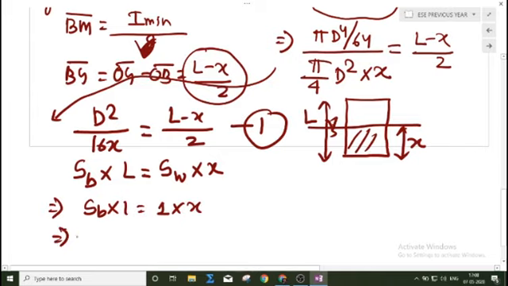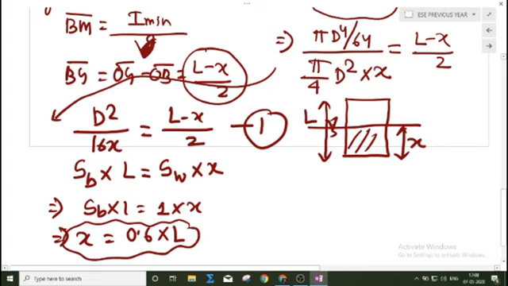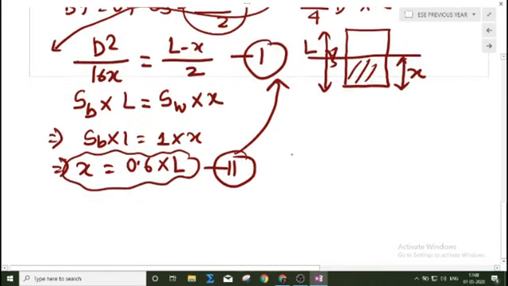So what is X? X will be equal to the specific gravity of the body, which is 0.6, into L. This is equation 2. Now put equation 2 into equation 1 and solve. You will get the answer.